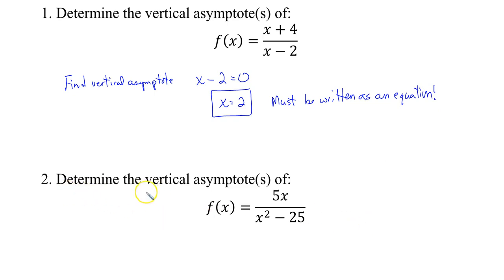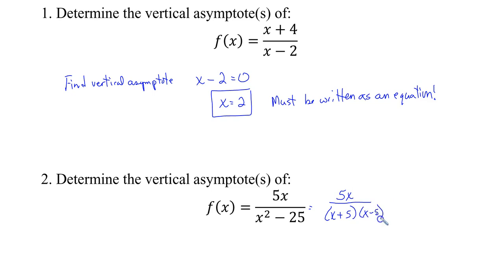All right, let's move down here to number 2. Once again, we're looking to find the vertical asymptote or asymptotes of this function. We have 5x over x squared minus 25. Now be very careful. I can't simplify the 5 and the 25 because this 25 is subtracted from x squared. However, I can factor this, and so I'm going to factor this denominator. The numerator doesn't factor, it's 5x, and this denominator does factor into x plus 5 and x minus 5.